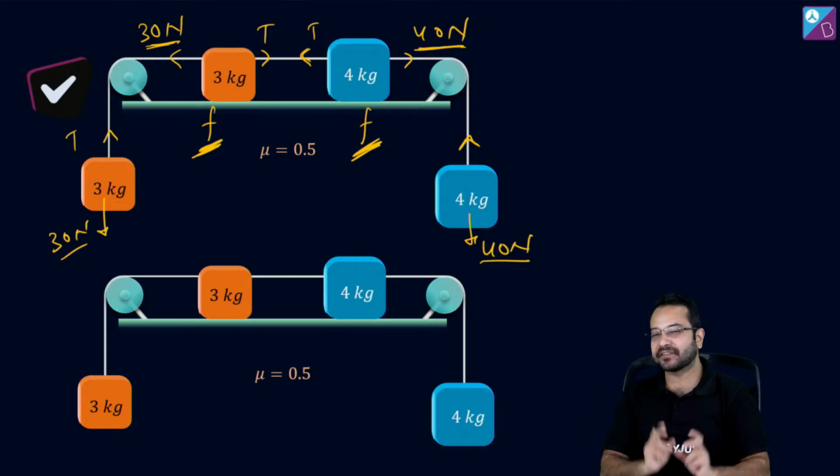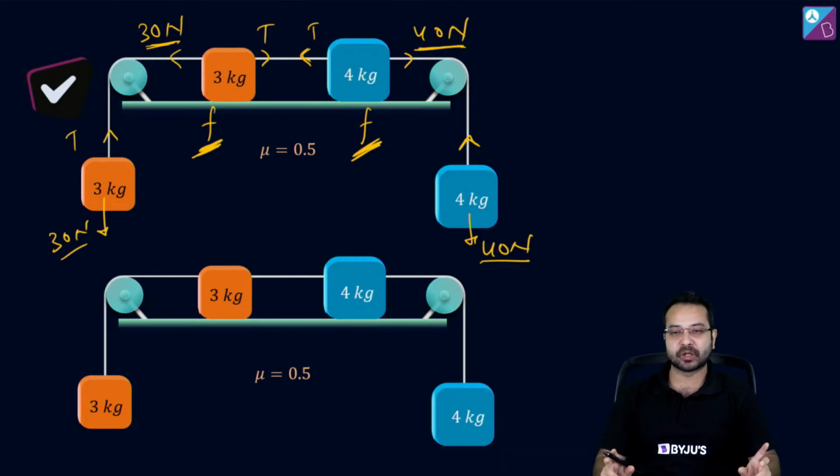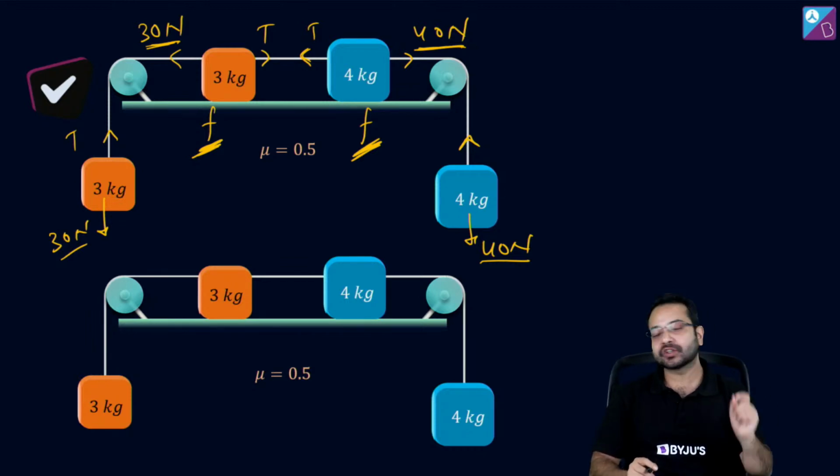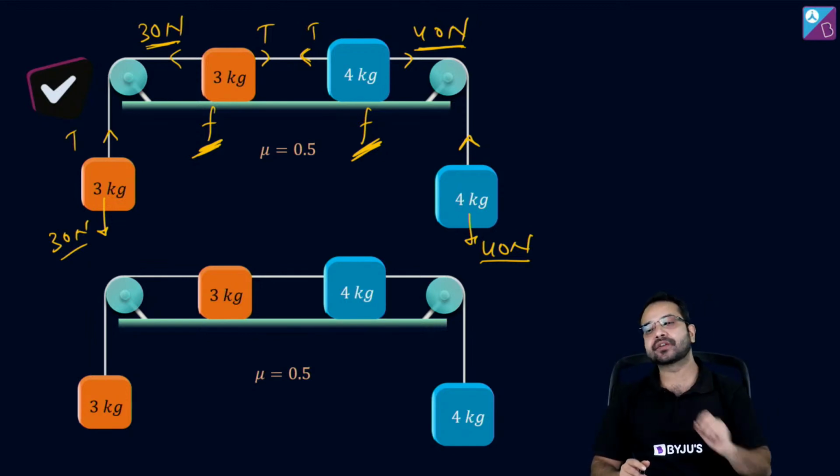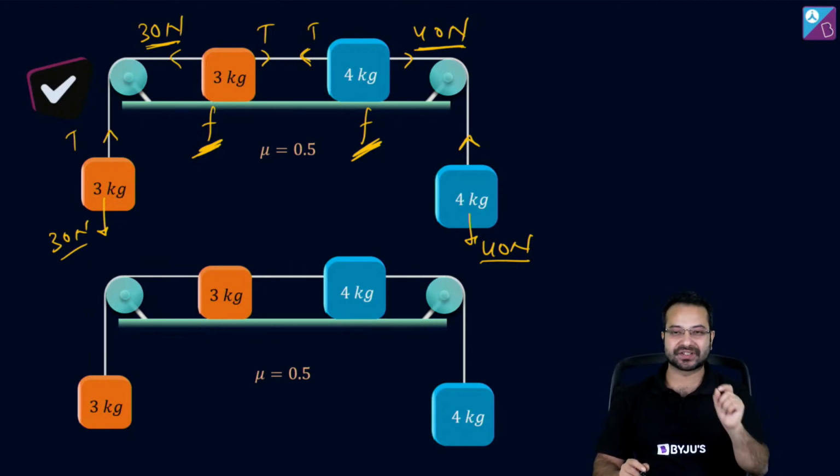Alright, so the tension and the friction on both the blocks are negotiable over here and they are self-adjusting forces. So the question is, friction on the 4 kg block is going to adjust first, or the friction on the 3 kg block is going to adjust first? Can you answer that?